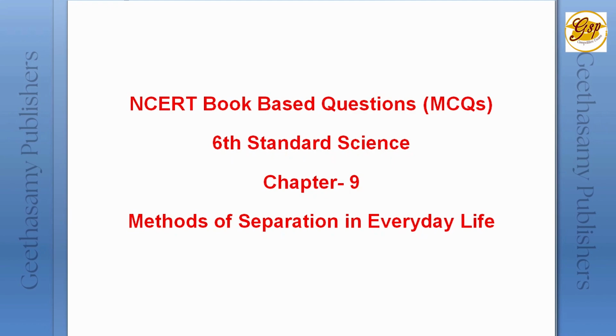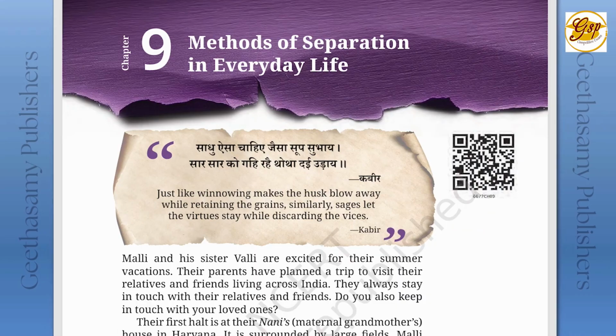Let's see. Now I'll show the chapter, how the chapter looks. So this is what the chapter looks like. Methods of separation in everyday life. That's the 9th chapter in 6th standard science. Okay. So now we'll see the points, then questions.